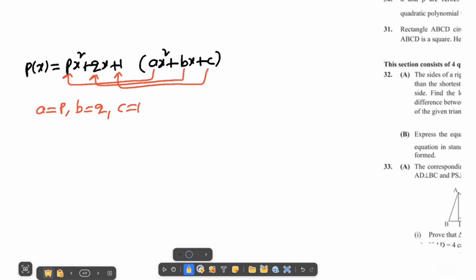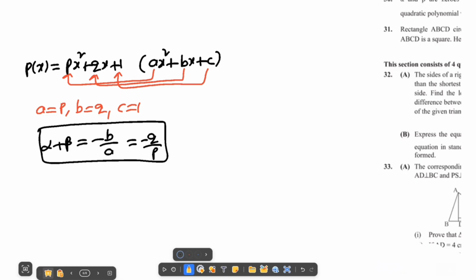Now what is the sum of the zeros? Let's find the sum of the zeros, alpha plus beta. We know that the sum of the zeros is equal to minus b by a. Here b is q and a is p. So the sum of the zeros is equal to minus q by p. Next, the product of zeros. The formula is c by a. Here c is 1 and a is p. So it is equal to 1 by p.